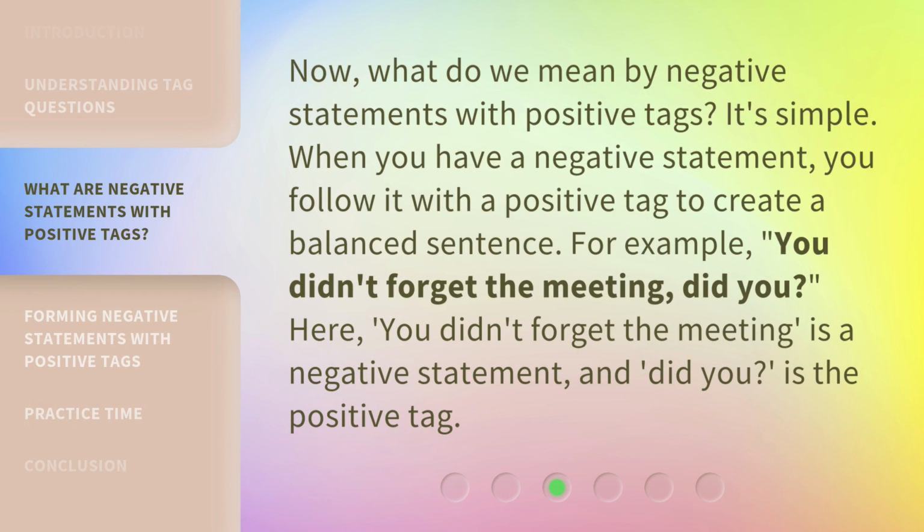Now, what do we mean by negative statements with positive tags? It's simple. When you have a negative statement, you follow it with a positive tag to create a balanced sentence. For example, you didn't forget the meeting, did you? Here, you didn't forget the meeting is a negative statement, and did you is the positive tag.